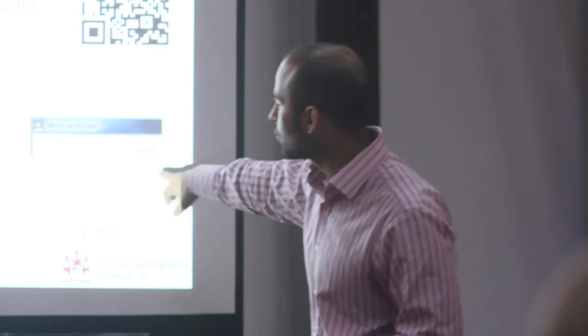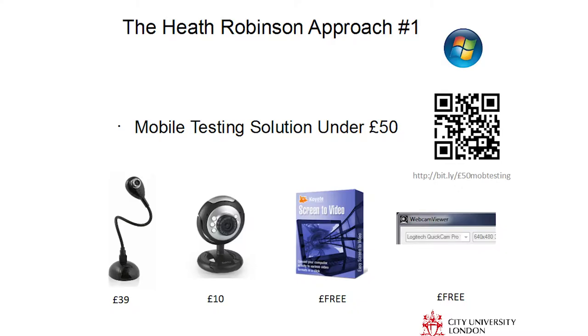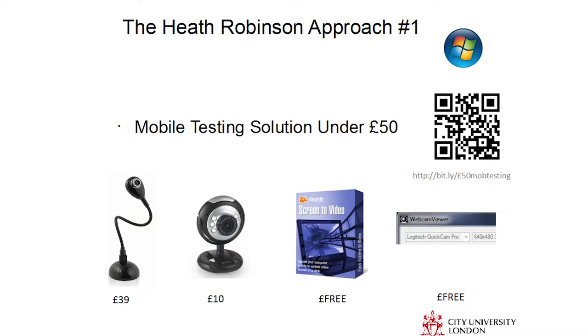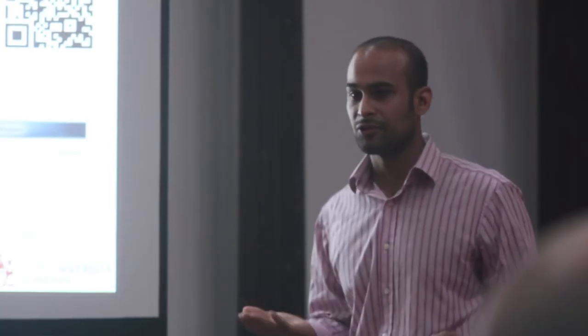And then another software that you have is Webcam Viewer. So the way that the setup would work is you'd use Webcam Viewer, which literally just takes whatever output's coming out from each of these cameras and shows it on the screen. So you have Webcam Viewer showing the mobile phone, and then another instance of that application showing the user's face, and then capture that with this Screen to Video. I might be going a bit fast, but if you have a look at that link, it'll make sense to you. But I mean, for under £50, you can have quite a good setup for that.